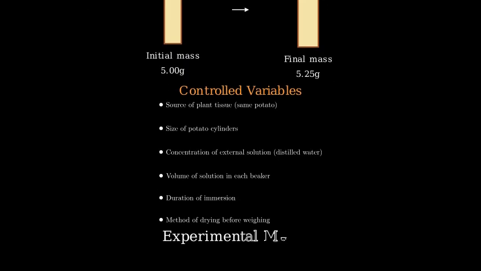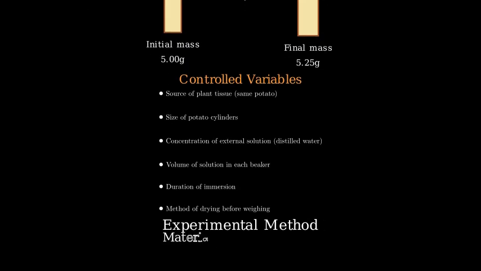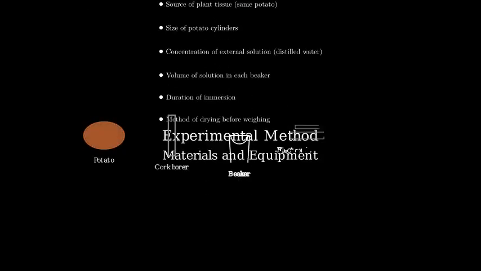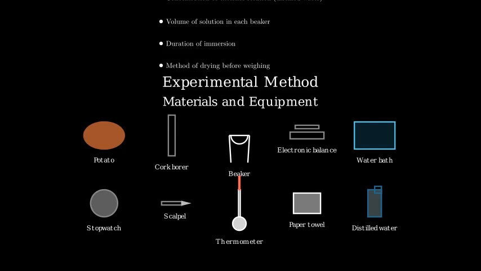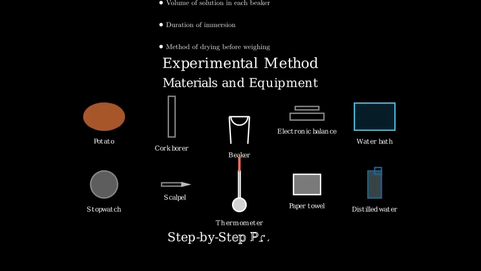Now, let's outline our experimental method. We'll need the following materials: a large potato, a cork borer to cut uniform cylinders, a scalpel and ruler to trim them to equal lengths, an electronic balance accurate to at least 0.01 grams, beakers for the water samples, 5 water baths at different temperatures, thermometers to monitor the temperatures, distilled water, paper towels for drying the cylinders, a stopwatch to time the experiment.